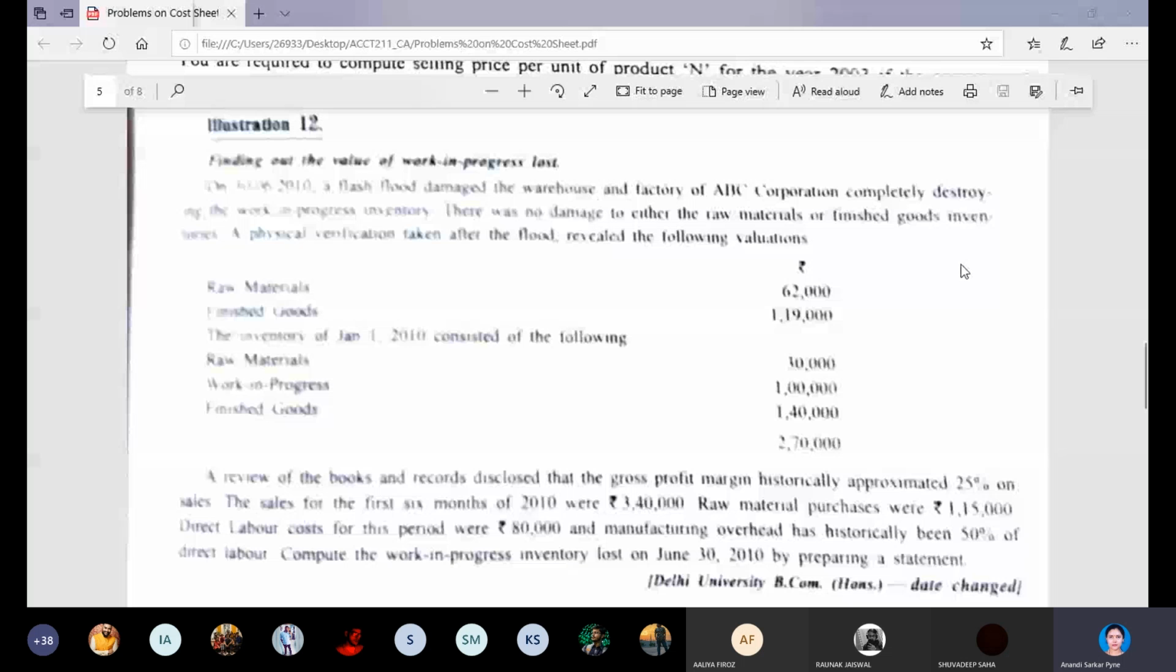what we will do, we have sales, right? Sales is written as 3,40,000, the sales for the first 6 months of 2010. So we will mention the statement showing computation of work in progress, with the particulars and amount columns, and we will mention sales, 3,40,000. From sales, if we deduct the gross profit, what will we get? Gross profit is 25% on sales. That is 25% of 3,40,000 is our gross profit.